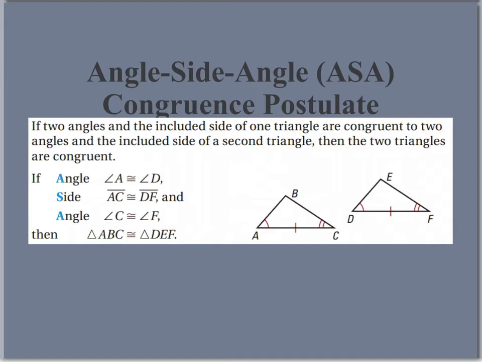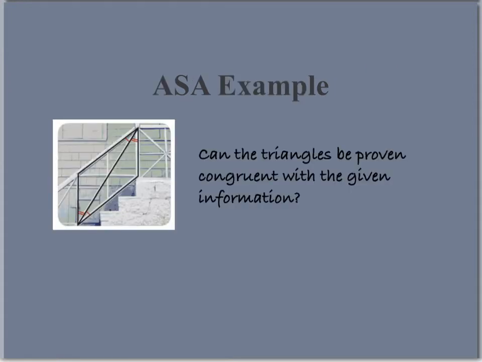So in this example, we've got angle A congruent to angle D. We've got side AC congruent to side DF. And then we've got angle C congruent to angle F. That, of course, is the angle, the included side, and the angle. So triangle ABC is congruent to triangle DEF. Let's move on and talk about an example using this information.